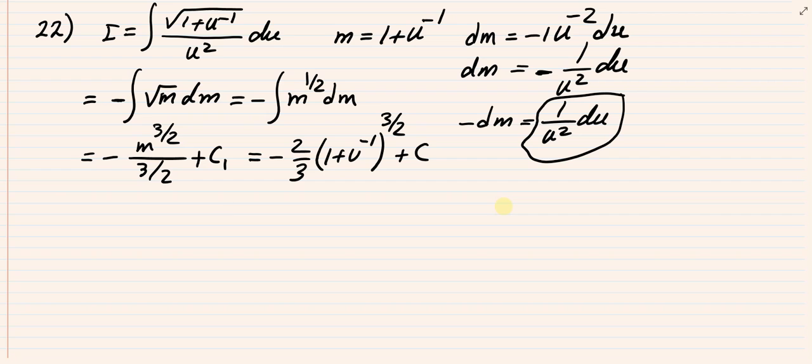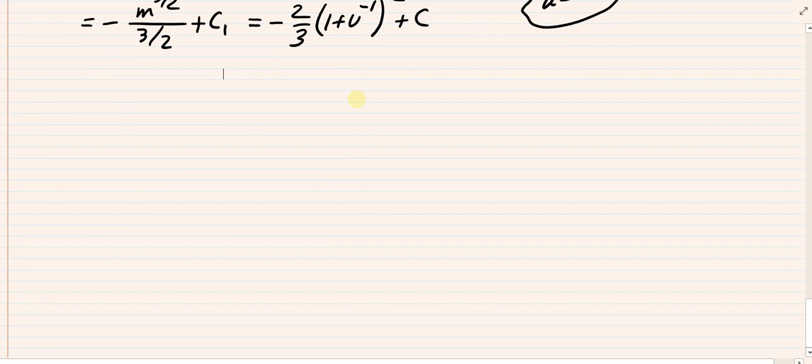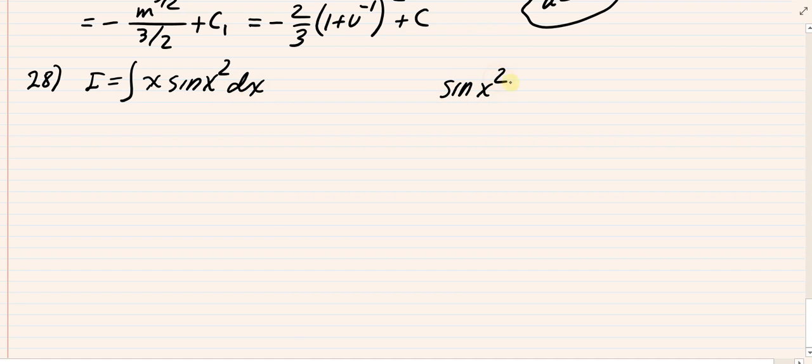Let's move on to number 28. In exercise number 28 now, the integral is that of x sine x squared dx. Now note in here, the squared is on x. It is not like this is how they write powers of sine, right?